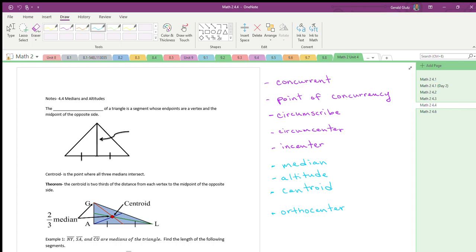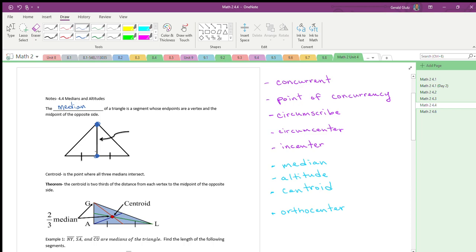So the first thing we're going to talk about, the blank of a triangle, is a segment whose endpoints are the vertex and the midpoint of the other side. So from the vertex to the midpoint of the other side, that is called the median. So the median always goes from one of the vertices of the triangle. We'll use this one in this example. And then it just connects to the midpoint of its opposite side.